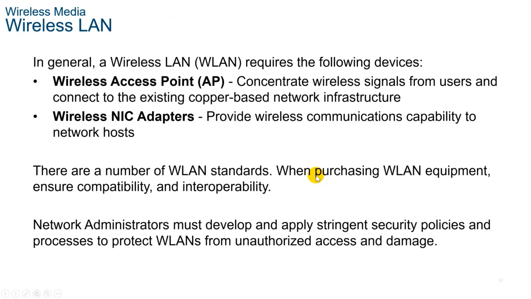Okay, so let's talk about the wireless LAN. A common wireless LAN data implementation is enabling devices to connect wirelessly via a LAN. In general, a wireless LAN requires the following network devices. First, we need a wireless access point. This concentrates the wireless signals from users and connects to the existing copper-based network infrastructure, such as Ethernet. Home and small business wireless routers integrate the functions of a router, switch, and access point into one device.